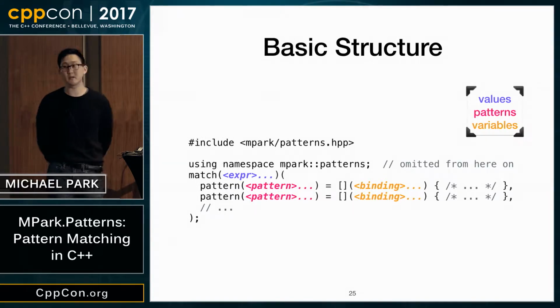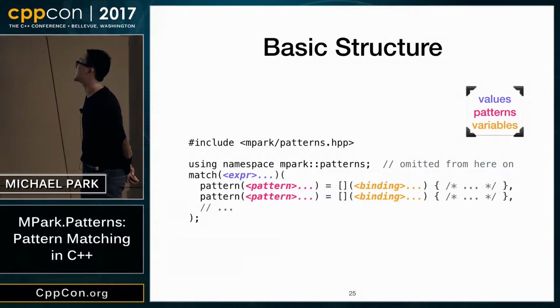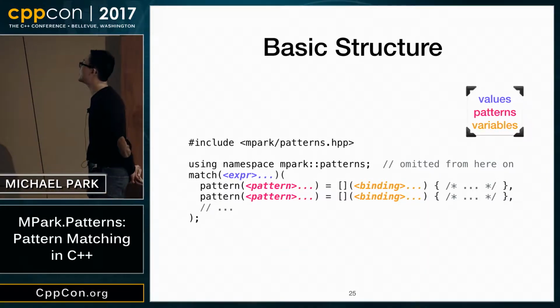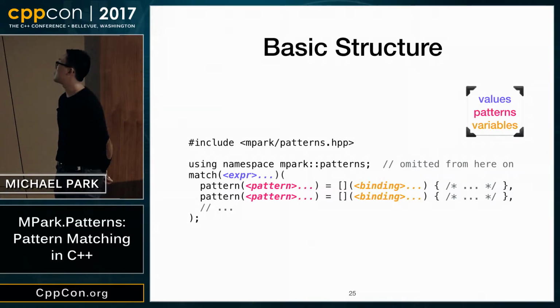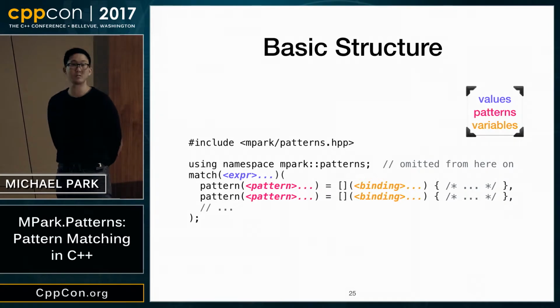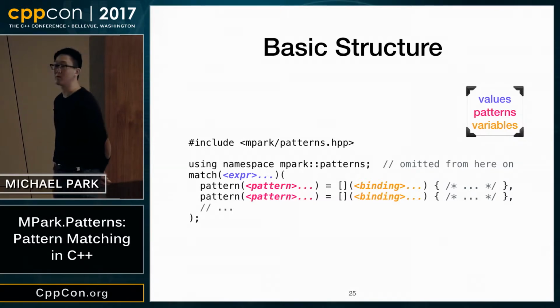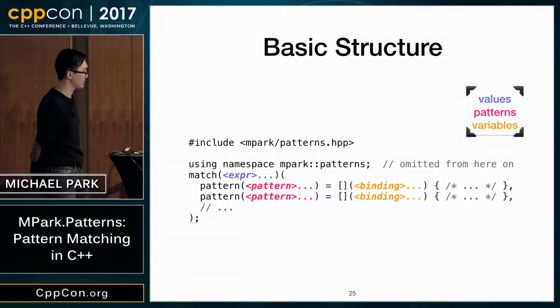So syntactically, this is what it looks like. This is the basic structure. You can just include mpark/patterns.hpp. The using namespace is going to pull in all the necessary components. You can match on multiple expressions and then provide multiple patterns, provide your bindings, and it's going to execute them in order. First fit execution.